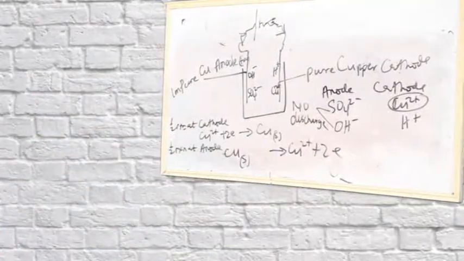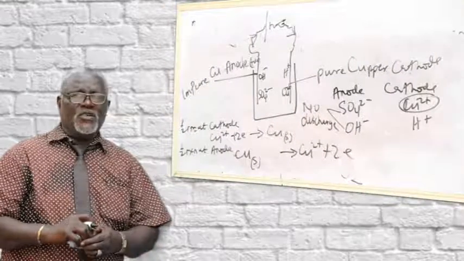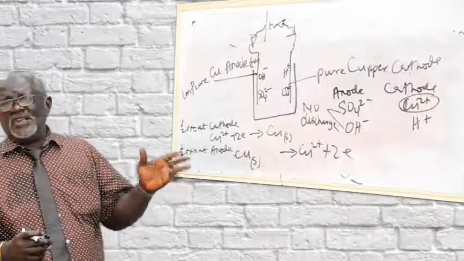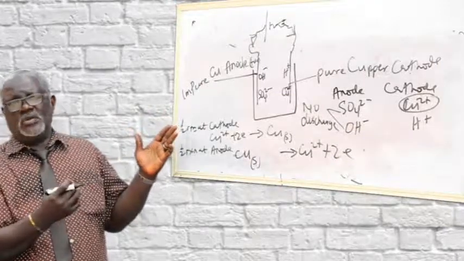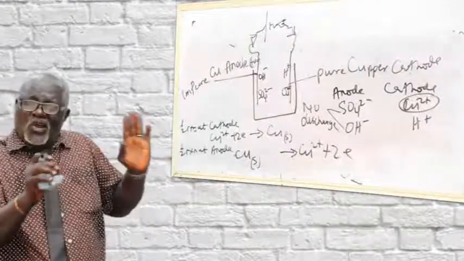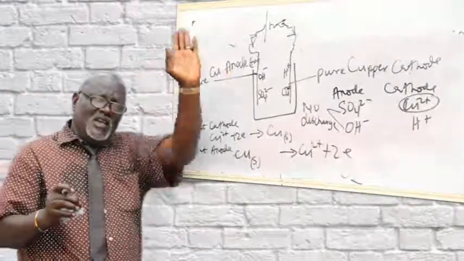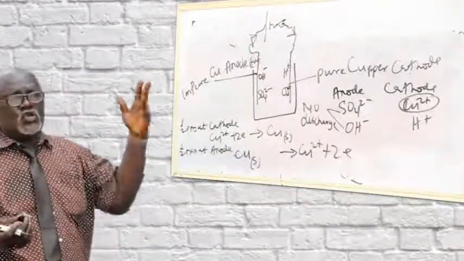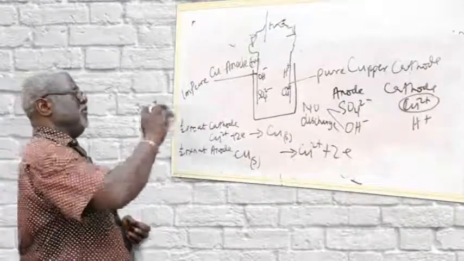So what happened in this electrolysis using copper electrode? It's just a mere transfer of copper from the impure anode to the pure cathode. There is no reaction, nothing happens. At the end of the day, copper is transferred from the impure anode to the pure cathode. So it is used in the purification of copper.